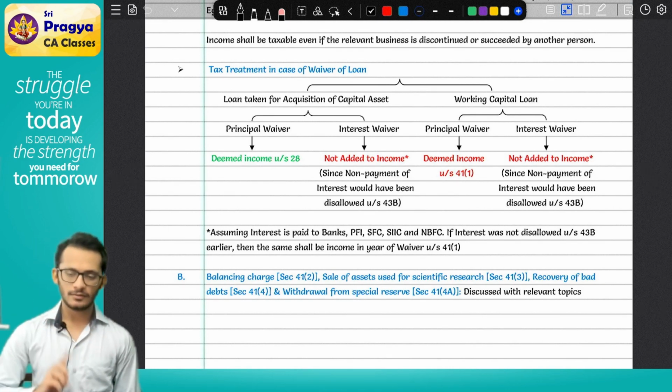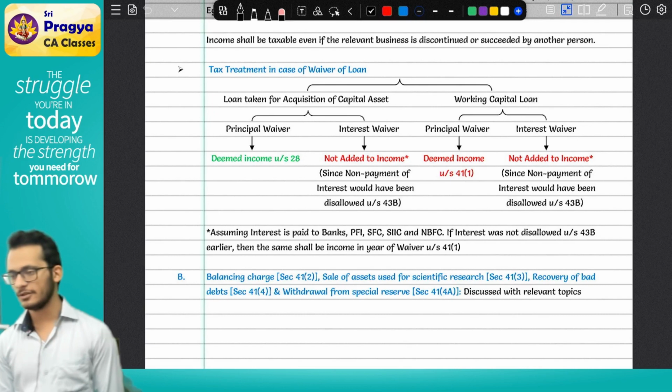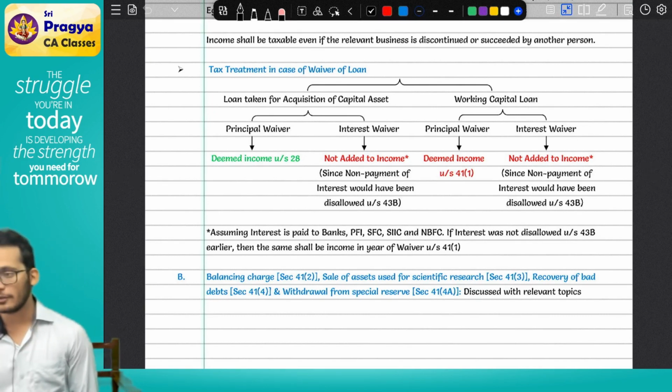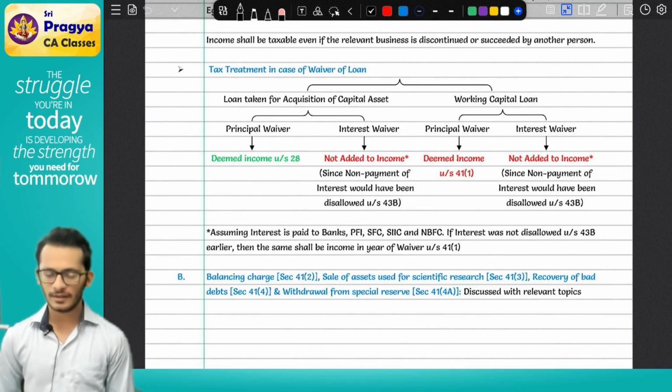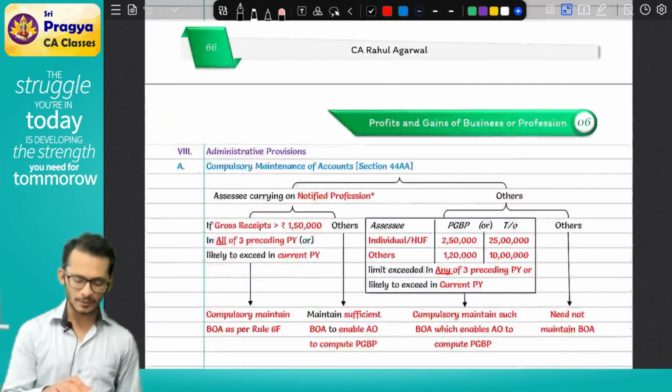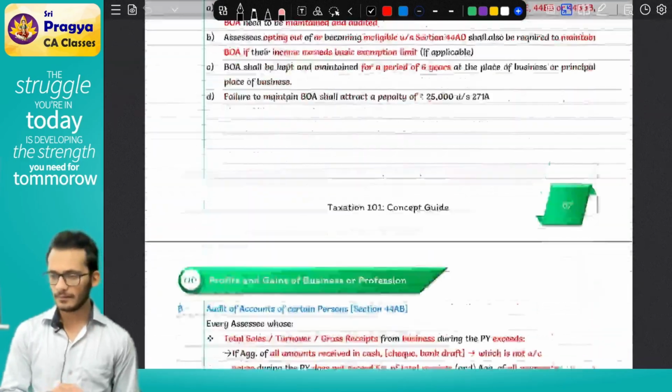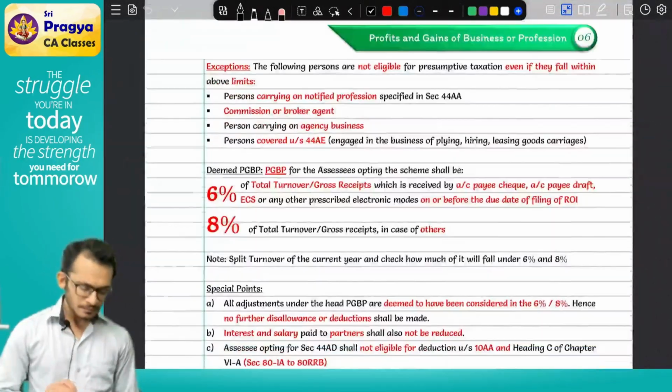Now this was the completion of 41. With this we are technically done with the provisions under PGBP. The next part of it is purely admin provisions. We'll come back to this later.